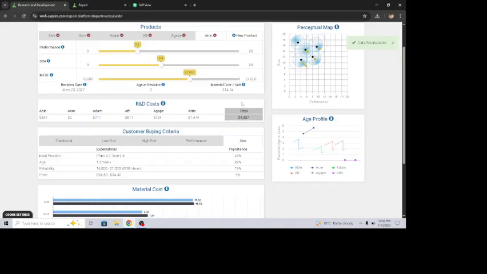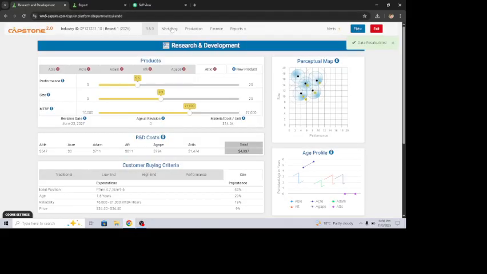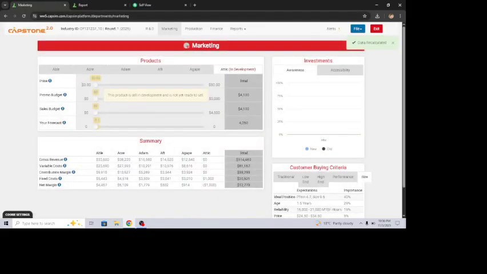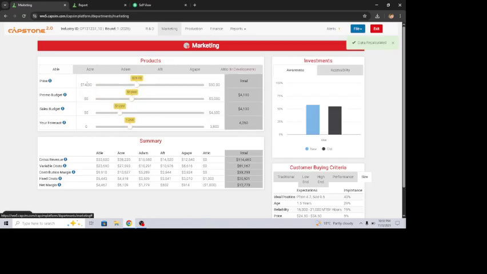We are done with it. So these are the prices we are going to use in manufacturing our products. So from there we'll go to the next department, which is marketing. And in marketing we are going to make decisions in 3 categories: that's the price, promo budget, sales budget, and lastly the forecasts.